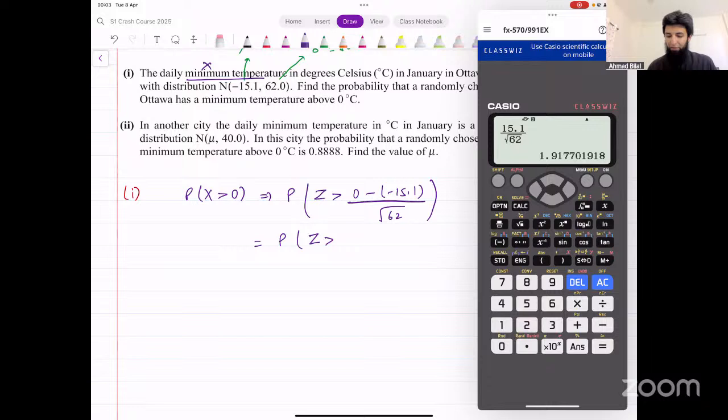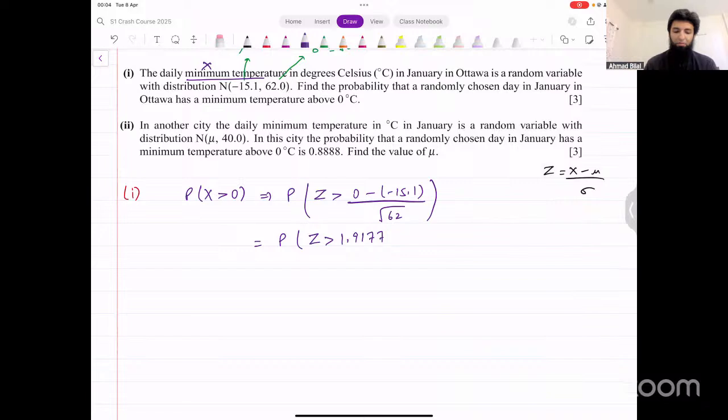And that's giving me 1.9177. Now, the normal distribution table has Z values correct to 3 decimal places. You are getting something that's correct to 4 decimal places here. So you round it off to 3 decimal places. So it becomes Z greater than 1.918. That's the probability that we're looking for.